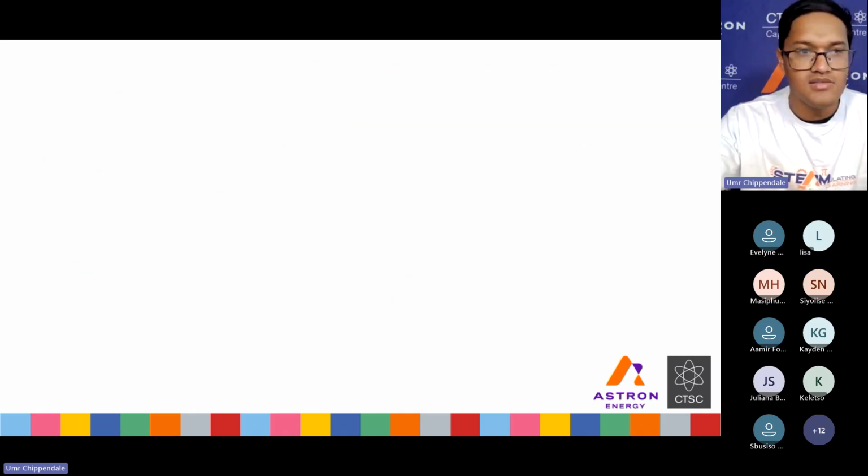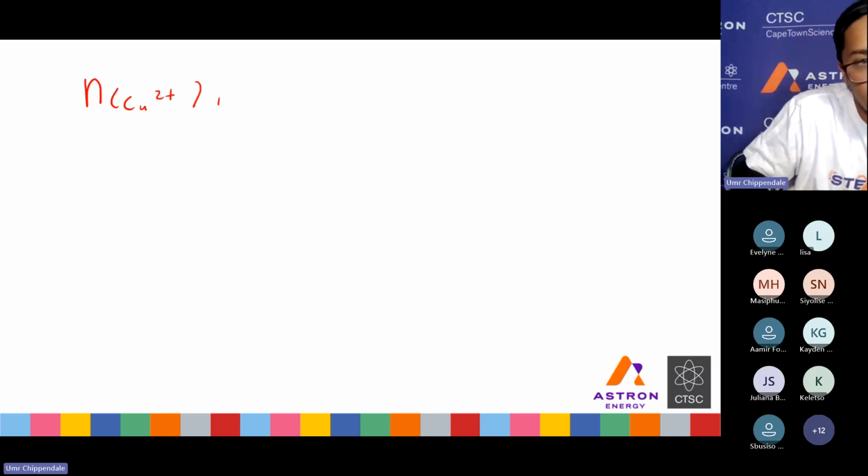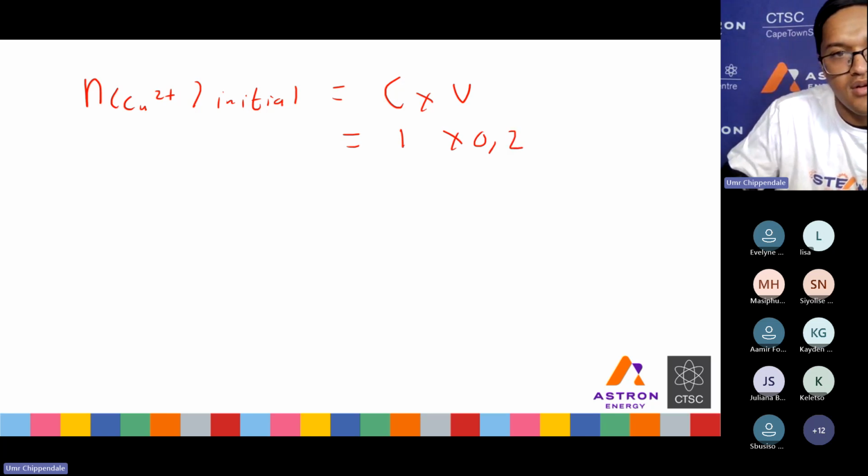So we are going to now say that the number of copper, because it was a 1:1 ratio, the number of our copper, which is Cu2+, initially, is what we want to try and calculate. That's going to be our concentration multiplied by our volume. The concentration is 1 multiplied by our 0.2, and that's going to be equal to 0.2.